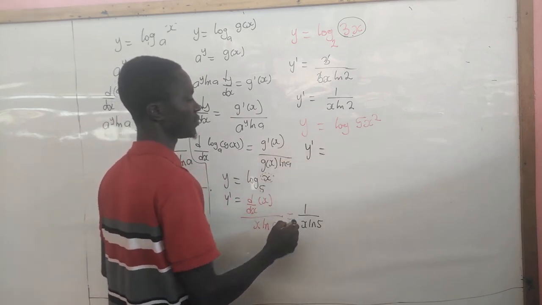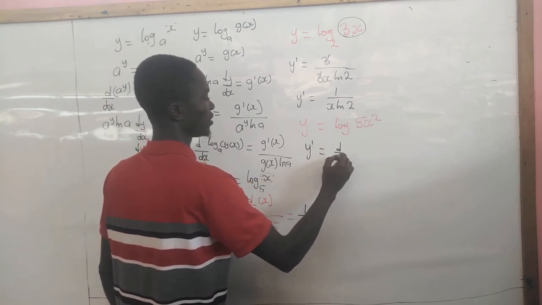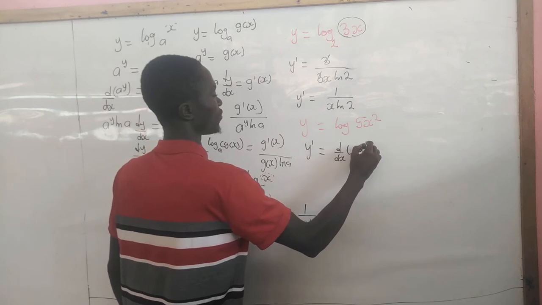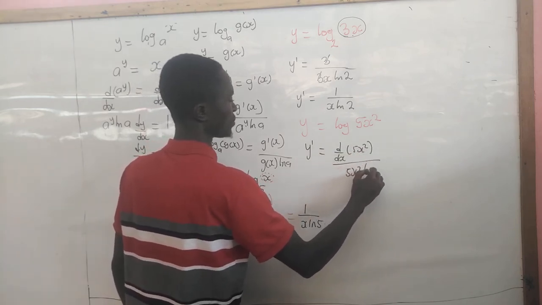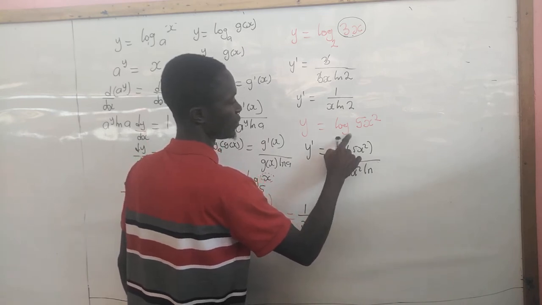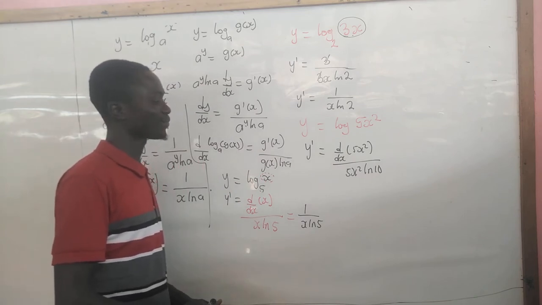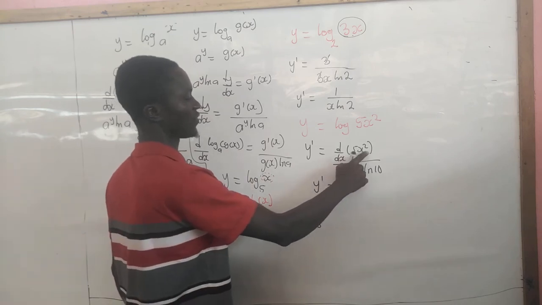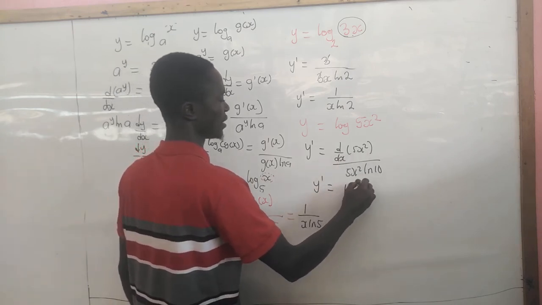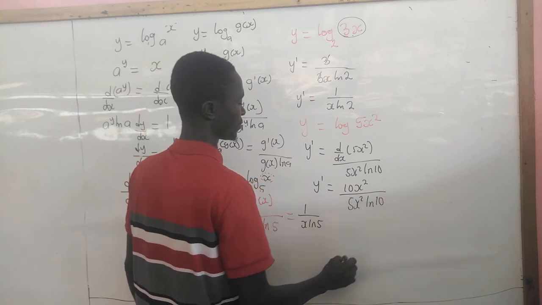Here, y prime will be, we take 5x squared and differentiate it. So here we have d/dx of 5x squared divided by 5x squared times the natural log of, what is the base? 10. It is in base 10, right? Here, y prime is equal to, if we differentiate 5x squared, we are going to get 10x divided by 5x squared times the natural log of 10.